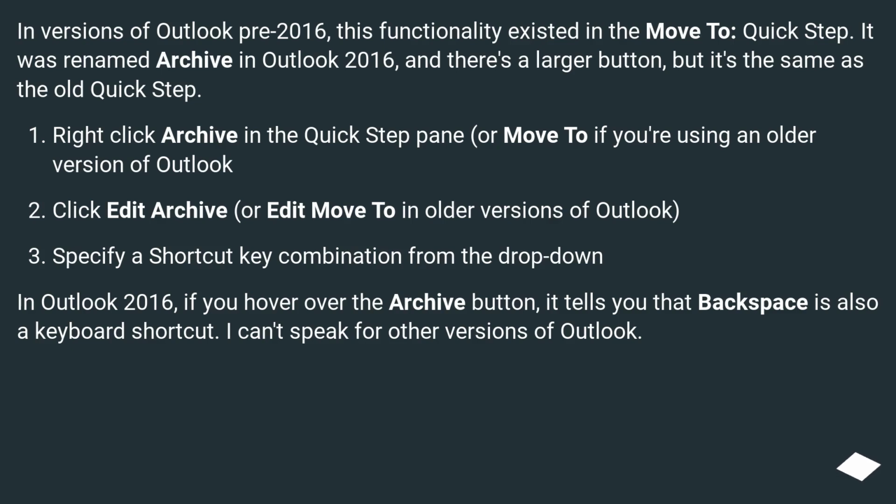Specify a shortcut key combination from the drop-down. In Outlook 2016, if you hover over the Archive button, it tells you that backspace is also a keyboard shortcut. I can't speak for other versions of Outlook.